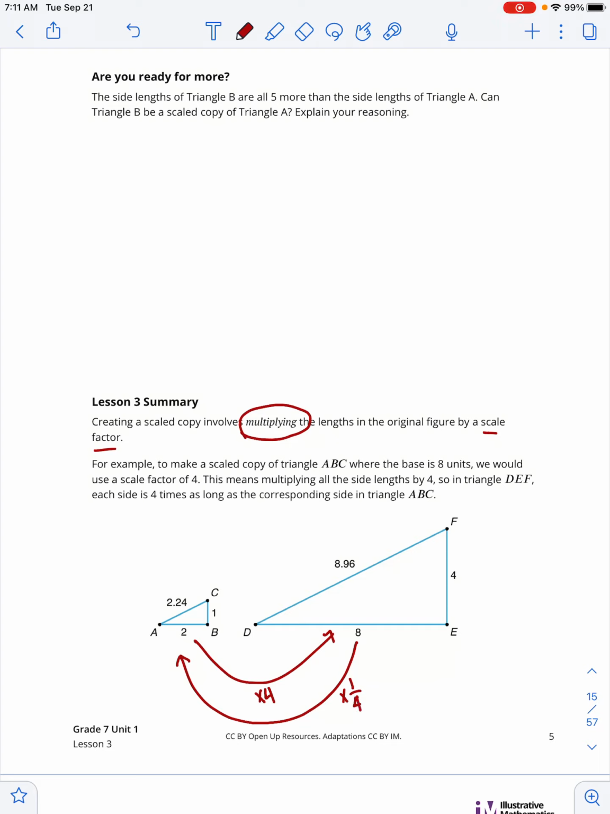At this point, you're ready to complete today's exit ticket, which is also located in today's folder. Go ahead and open that exit ticket, give it a try, and then you're good to go.